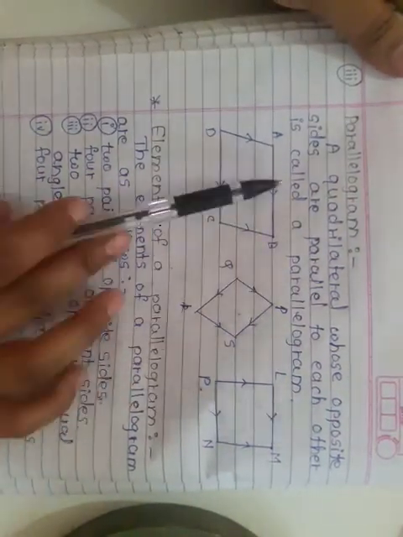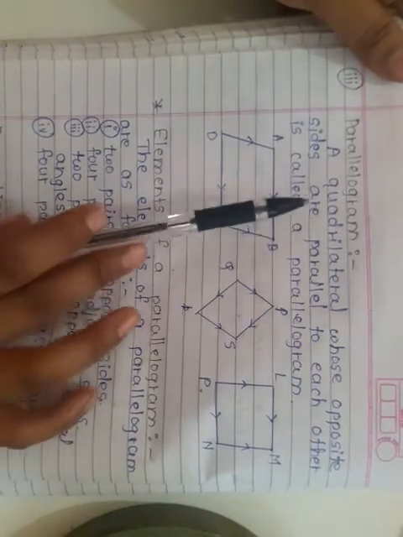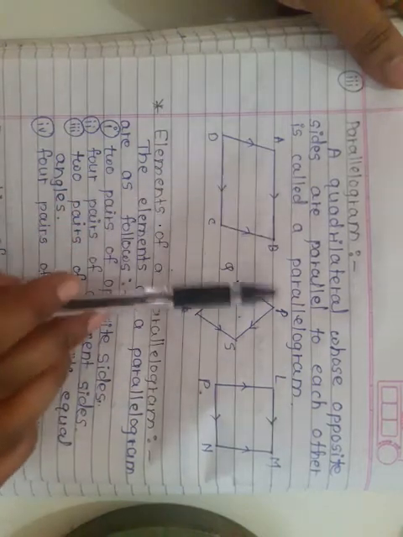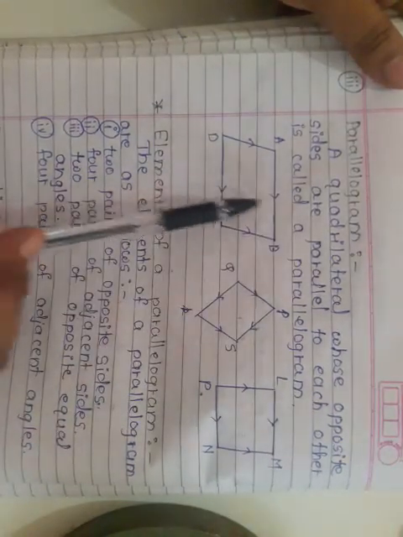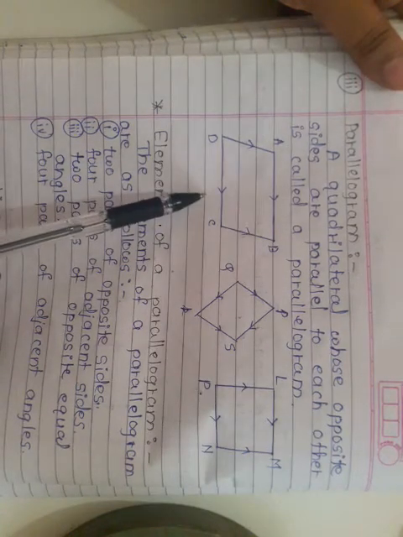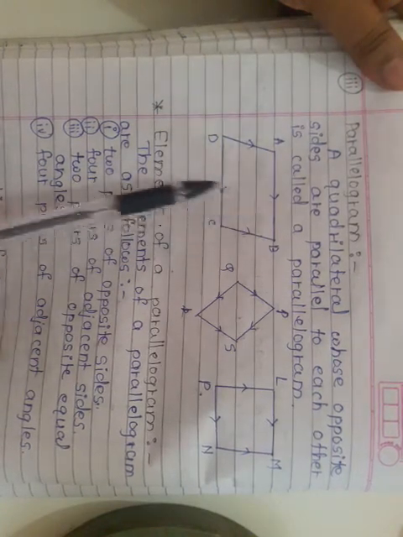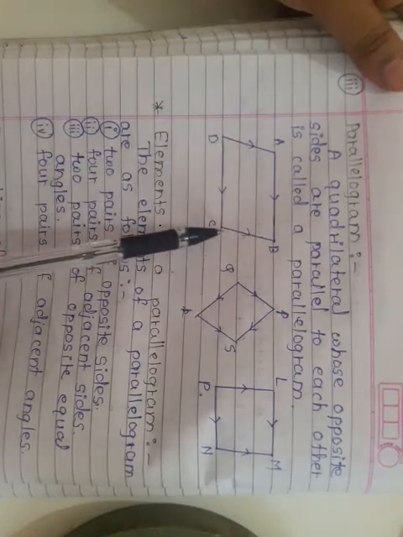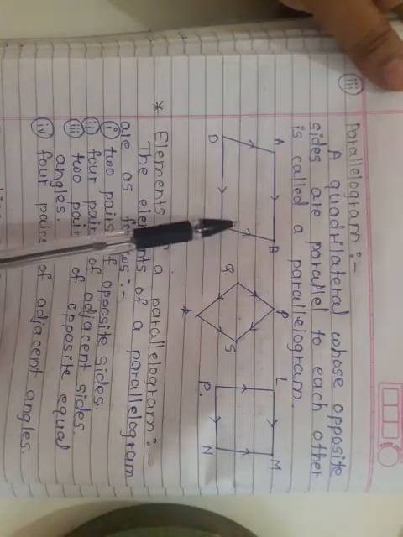Then our next quadrilateral is the parallelogram. A quadrilateral whose opposite sides are parallel to each other is called a parallelogram. See here, AB and DC are opposite sides of this quadrilateral, and they are parallel to each other. Then AD and BC are again opposite sides of this quadrilateral, and again they are parallel to each other.